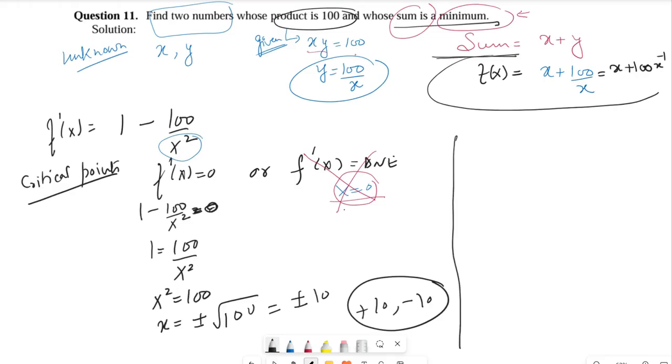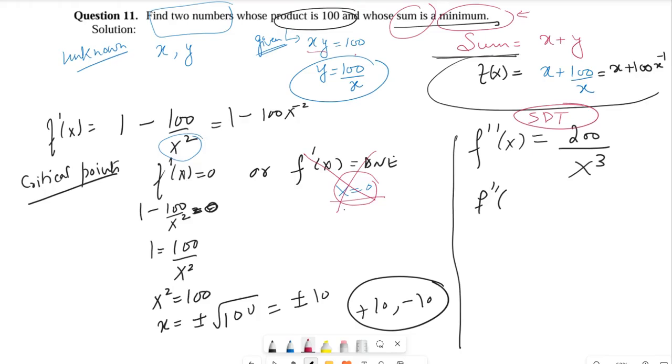Now let's figure out where this function, the sum, is minimum. For that, we need to find the second derivative. Second derivative: 1's derivative is 0, minus 100 times x to the power negative 2. Negative 2 comes down, becomes positive 200 by x cube. Now once we have the second derivative, we are trying to do the second derivative test to confirm where the function is minimum.